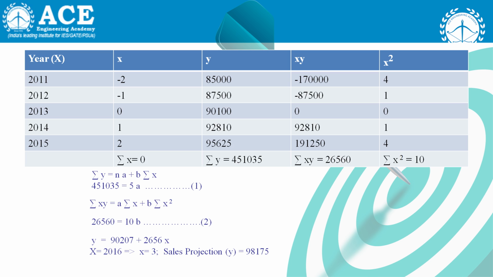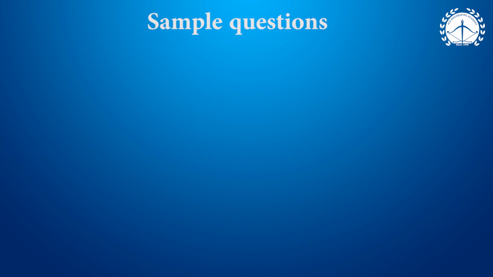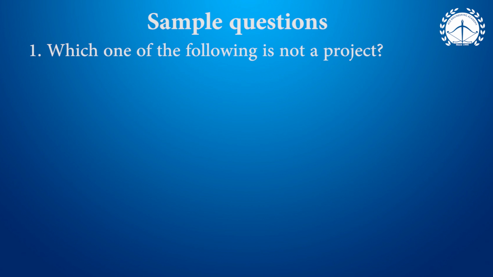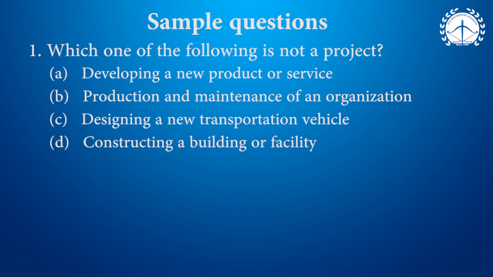And how can you expect questions in the ESE examination? I have given some sample questions. Let us have the first one. Which one of the following is not a project? Some options are there. Developing a new product, no doubt. When you develop a new product, it is a project. Production and maintenance of an organization. Here it is clearly mentioned production. It is not a project. Ruled out. What is the right answer here? B.